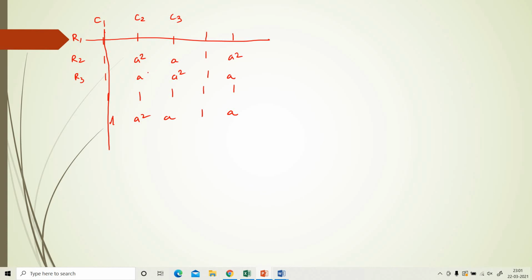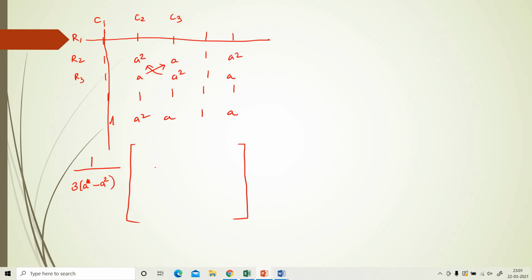And then what I have to do? A square minus A power 4. Have to write the matrix now. Already I got the determinant. Determinant equal to 3 into A power 4 minus A square, or 3 into A minus A square. Already I got the answer.